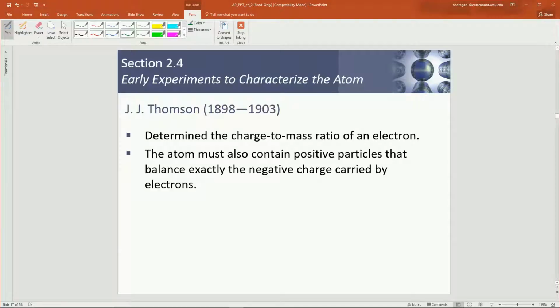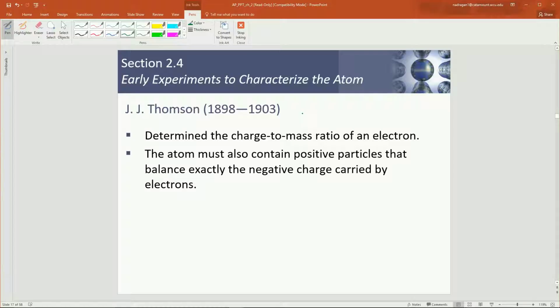The next section in chapter 2 that we're going to talk about is section 2.4, early experiments to characterize the atom. After Dalton, scientists began to wonder about the actual nature of the atom. They wanted to know more about it, what it was made of, and how atoms of different elements differ. There ended up being a lot of experiments to characterize the atom.